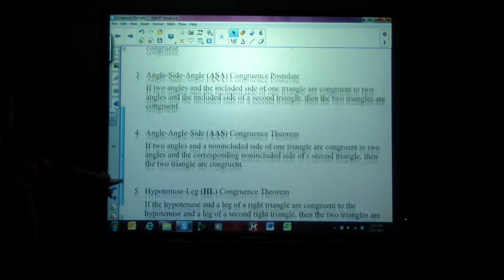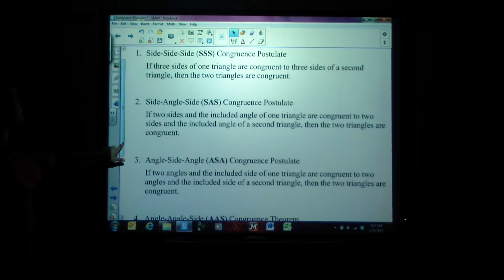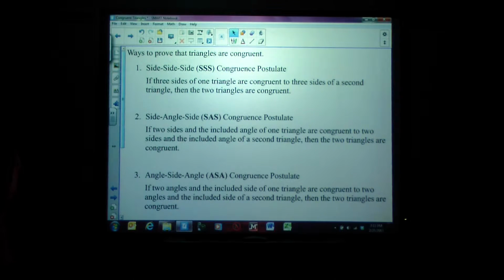All right. There are multiple ways. If you look at our list, there's 5 ways to prove that triangles are congruent. And let's talk through those 5 ways. If you are given triangles, you can prove that they are congruent if you know all 3 sides are congruent. If you only know that all 3 sides are congruent, that is enough information to prove that the triangles are congruent. Next, if you have a side angle side situation, you can prove that those triangles are congruent.